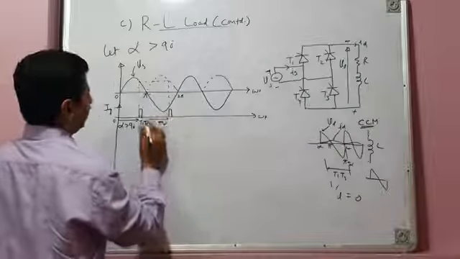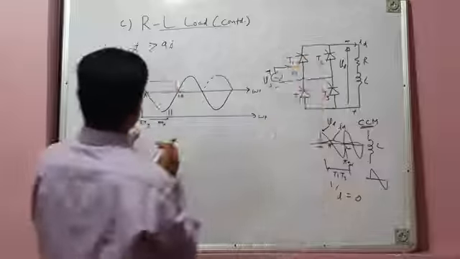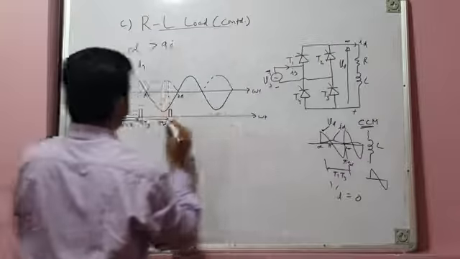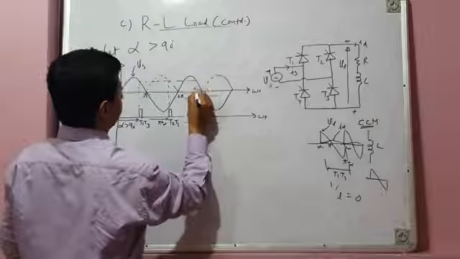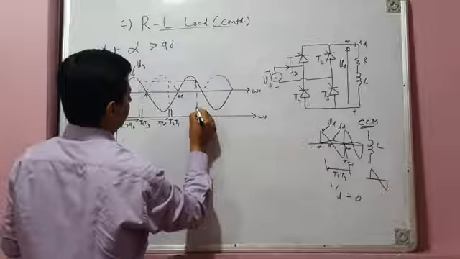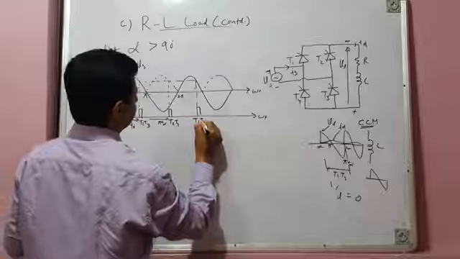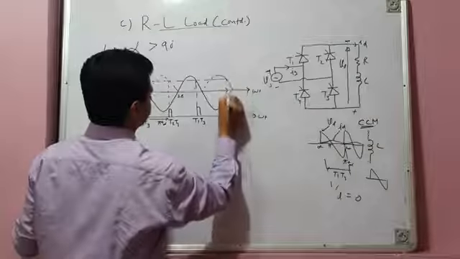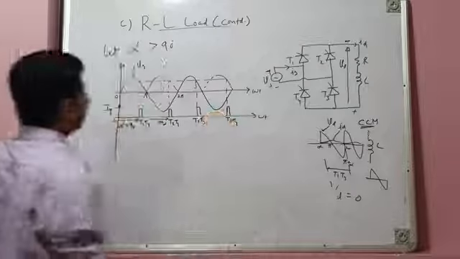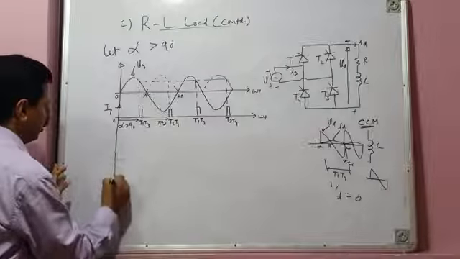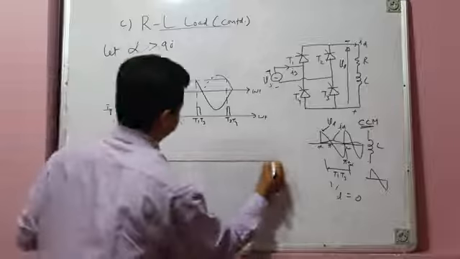This is the T1 T3 pair during positive half cycle, and during negative half cycle, firing pulse will be issued to the T2 T4 pair of devices. During next positive half cycle, firing pulse will be again issued to the T1 T3 pair, and during next negative half cycle, it will be issued to the T2 T4 pair, and so on. This is the firing pulse pattern. Let us see the load voltage and load current waveform.